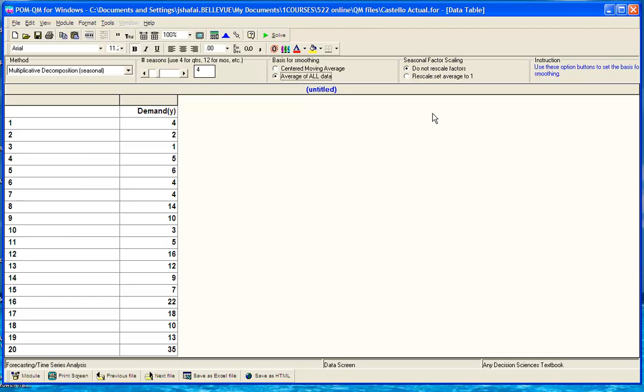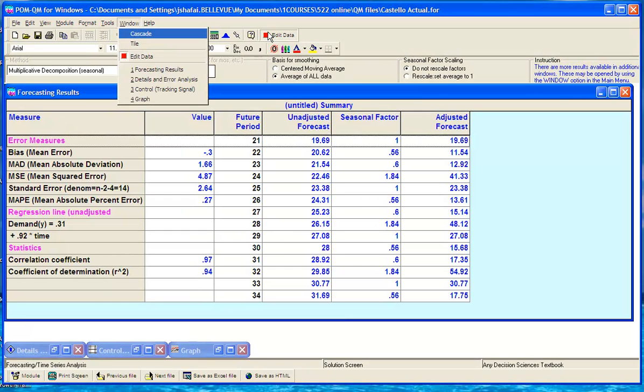In some instances, they may not after you've computed them, and the reason being rounding. In that case, you would want to click that and say rescale set average to 1. But for now, I'm not going to check that because we didn't do any rescaling of the data when we ran our analysis in hand calculations. With that, if I click solve, POM generates 4 results windows for me.